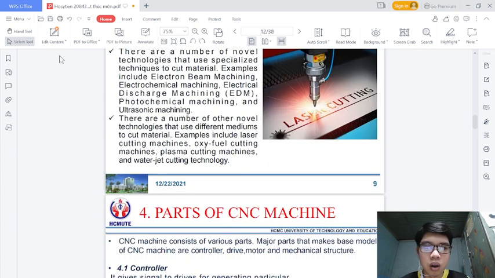There are a number of other novel technologies that use different mediums to cut material. Examples include laser cutting machines, oxy-fuel cutting machines, plasma cutting machines, and water jet cutting technology.